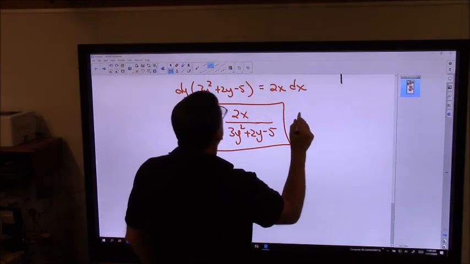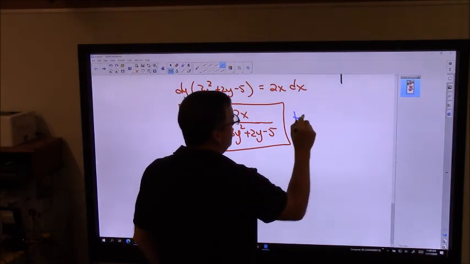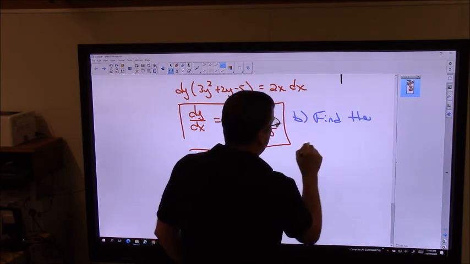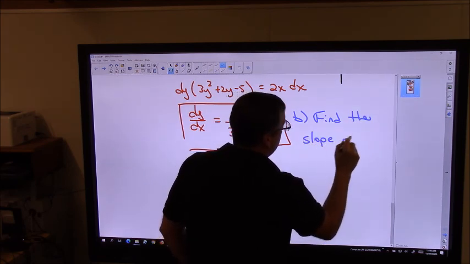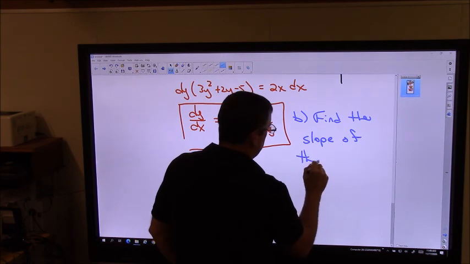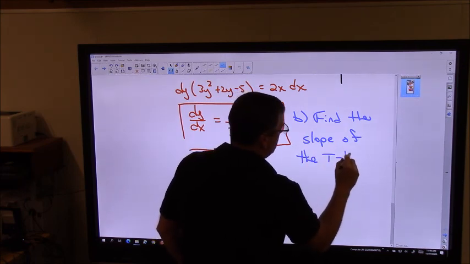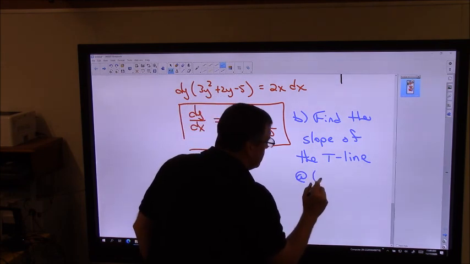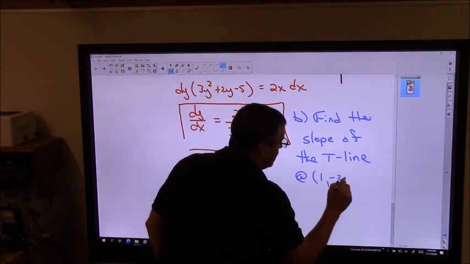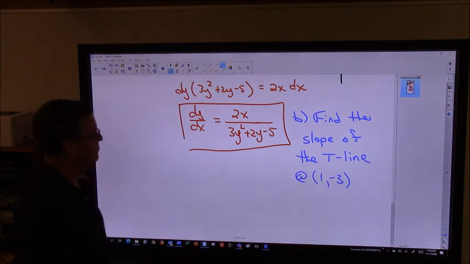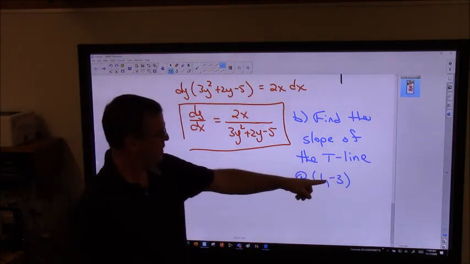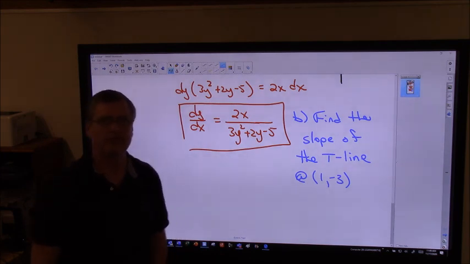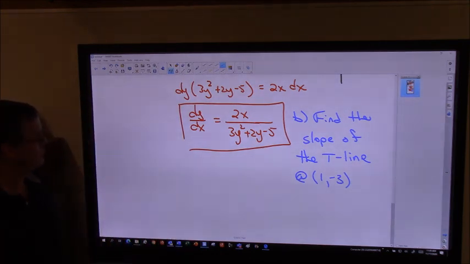So we'll just call this part B. Find the slope of the tangent line at (1, negative 3). Well, since we have an x and a y value, all we got to do is plug it back in and we've got that. Right? You guys go ahead and find that slope.